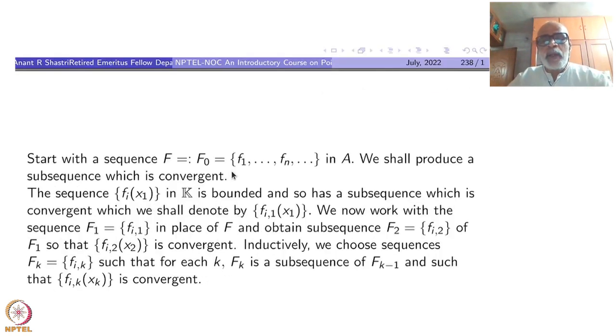The first step is to look at the values f1(x1), f2(x1), and so on, the entire sequence evaluated at one single point x1. Now what we have got is a sequence inside K which is bounded, because the entire A is bounded, so f_n is bounded by one single m. So each sequence here is bounded, right? A bounded sequence inside R or C has a convergent subsequence. So the property of the codomain is essential here. It is happening in the codomain pointwise, so we are using that. So it has a convergent subsequence.